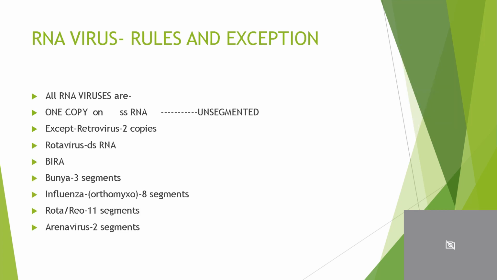Okay, then coming on to RNA viruses. Now the rule for RNA viruses is a little more interesting. All RNA viruses have a single copy and are single stranded RNA and they are unsegmented, but there are many exceptions to this. Okay, for example, if we talk about retrovirus, it has 2 copies. If we talk about rotavirus, it is double stranded and not single stranded. And if we talk about unsegmentation, most of the RNA viruses are unsegmented except for this BRA group.